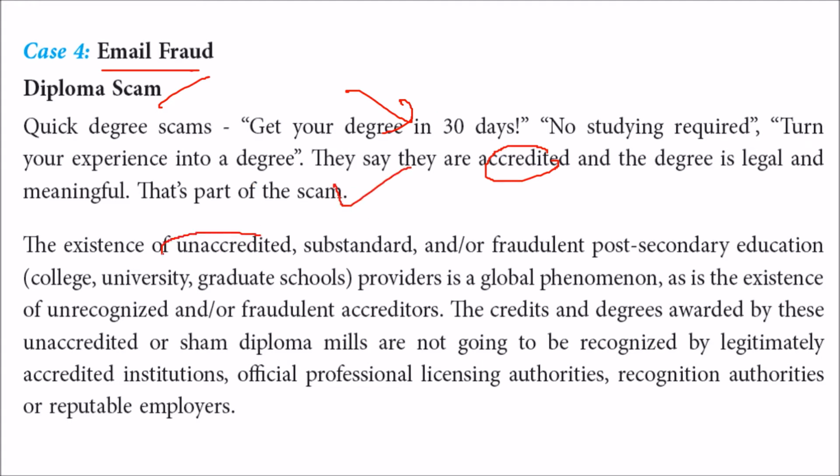The existence of unaccredited, substandard, or fraudulent post-secondary education like colleges, universities, graduate schools, this is a global phenomenon. And the existence of unrecognized and fraudulent accreditors, they do this. So the credits and the degrees awarded by these unaccredited or unrecognized institutions are presented as if they are recognized by legitimately accredited institutions and official professional licensing authorities, recognition authorities, or reputed employers. So they pose it like this.